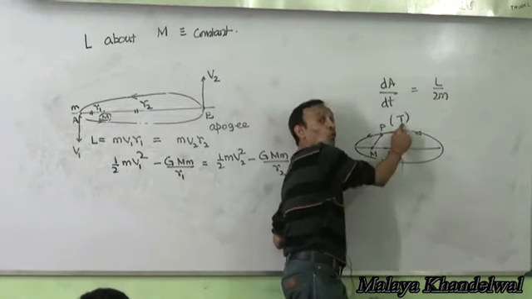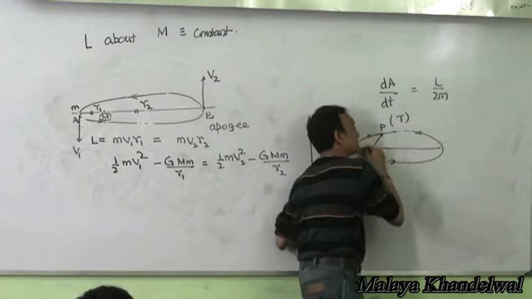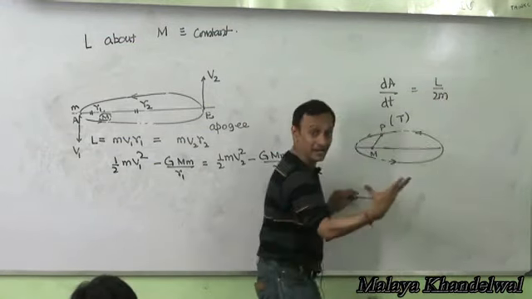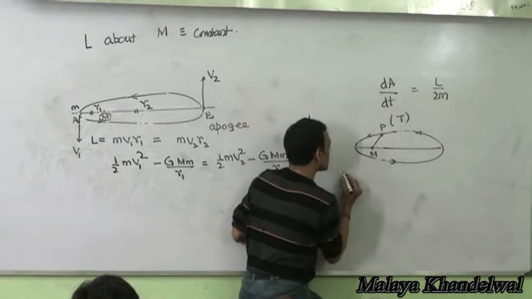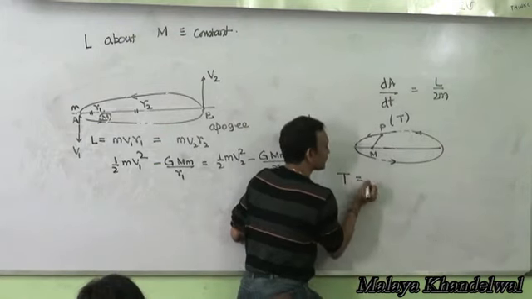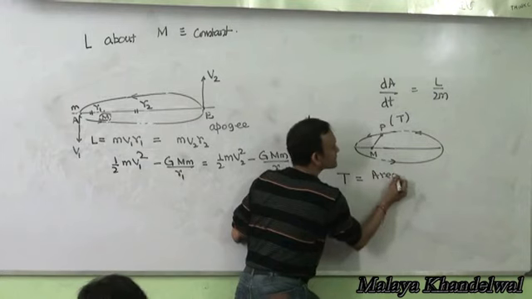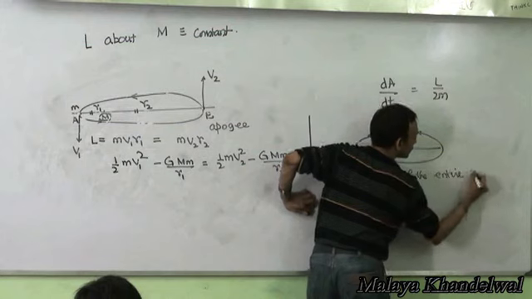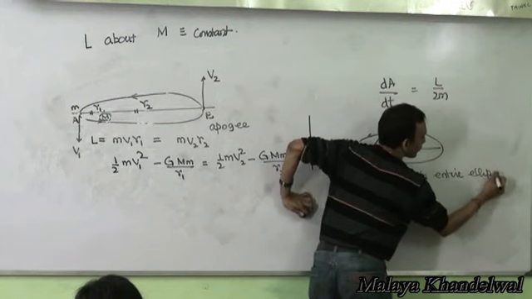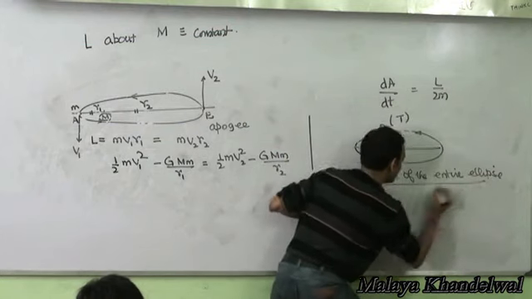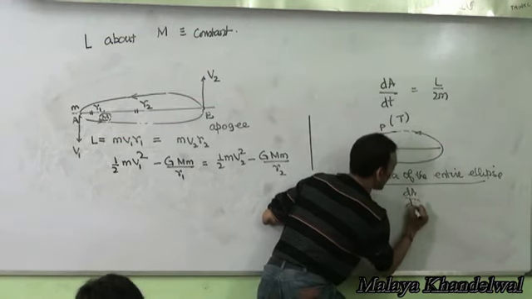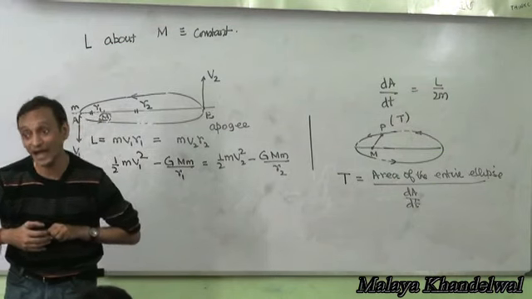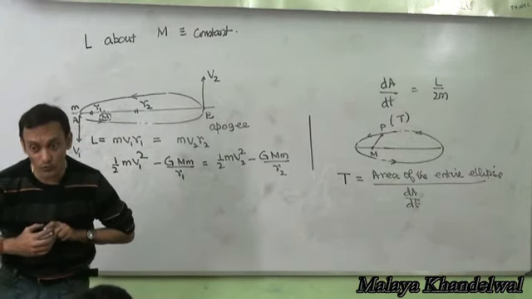Now, in a full time T, what area does it describe? It describes this entire area, right? And at what rate? At the rate L by 2m. So, do you realize that the time it takes will be the area of the entire ellipse divided by the rate at which area is described, which is L by 2m, yes or no?